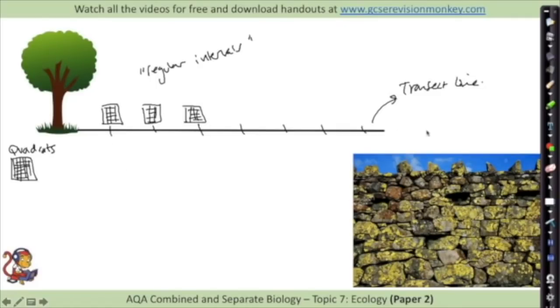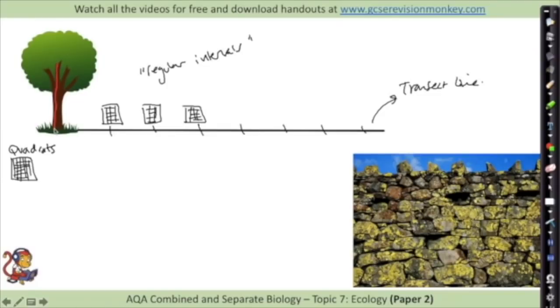Not only could you do that in a horizontal way, you can also do transects vertically, for example, up a tree. You could lay a piece of string or a measuring tape up a tree and sample something like leaf size or lichen cover as you go up the tree.